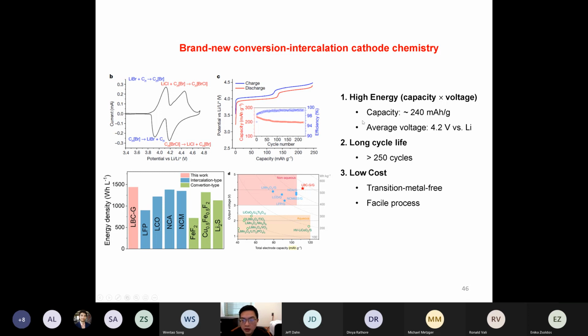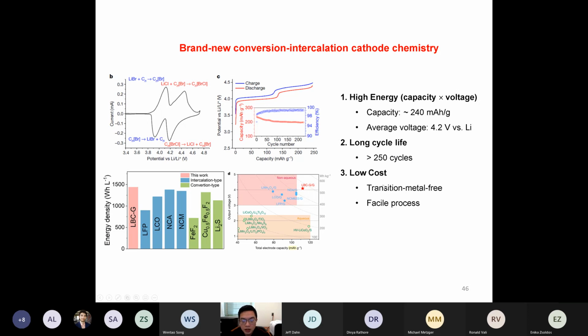For this chemistry, the advantage is first that we have a very high energy density, right? Even compared to state-of-the-art materials, it's comparable. And this stays at 250 cycles; later, because of our effort to transfer to the organic system, we can actually achieve much more stable cycling, longer than 250 cycles at, I think, C/5 rate.